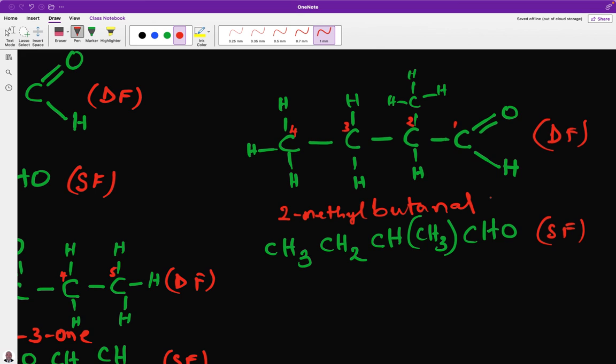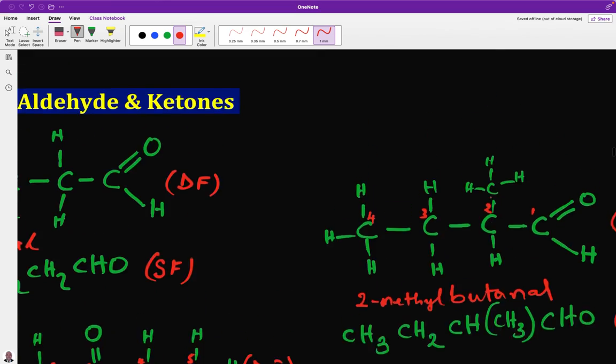The IUPAC convention, the International Union of Pure and Applied Chemistry convention in naming alkanes, is the same way. But ketones are named with the suffix "one." Meanwhile, the aldehydes are named with the suffix "al." That is the only way you can name them.